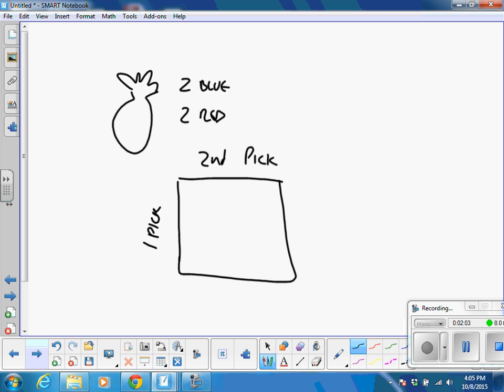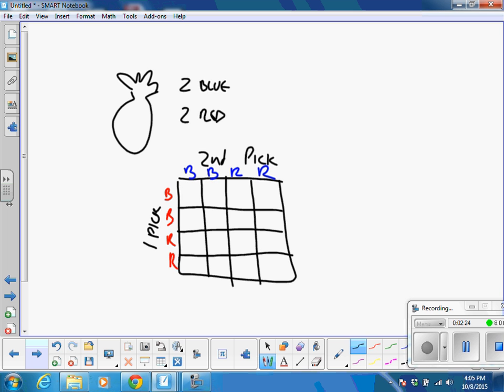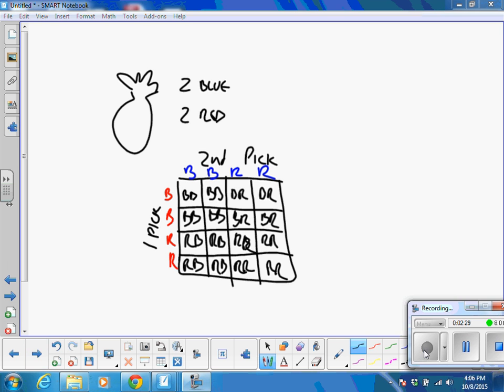So of my choices, when I pick first, I'm going to either get a blue, a blue and a red, or a red. And my second pick is going to be a blue, a blue, a red, or a red. So my sample space looks like that. And there's my area model. So we got a blue, blue. I'm going to pause this, fill it out. All right, and this represents my sample space.